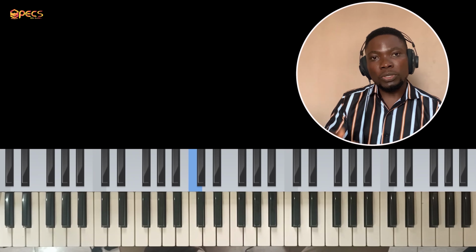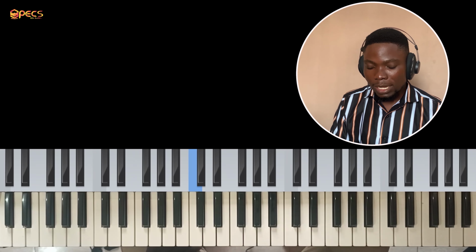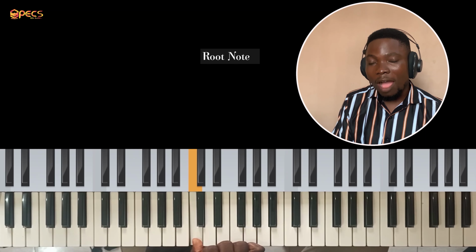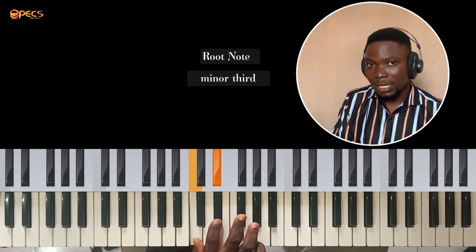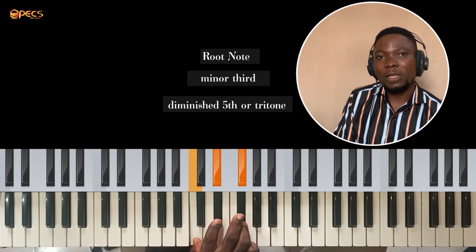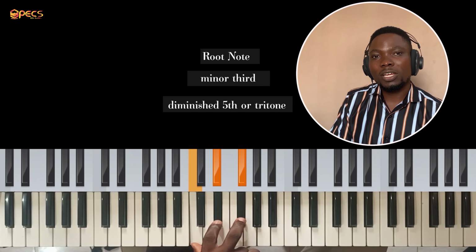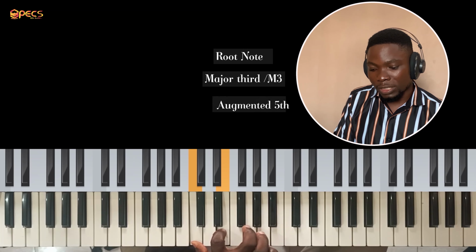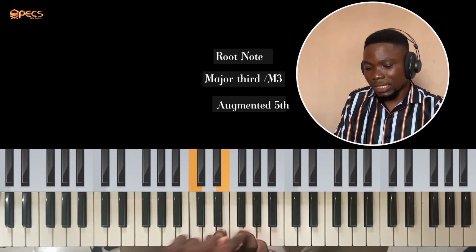You can also build the diminished triad this same way. We have the root, then you have your minor third, and also the diminished fifth, which is F sharp. So this is your diminished triad. The augmented triad again is the root, major third, and augmented fifth. This is the fifth. Don't forget, this is the fifth.